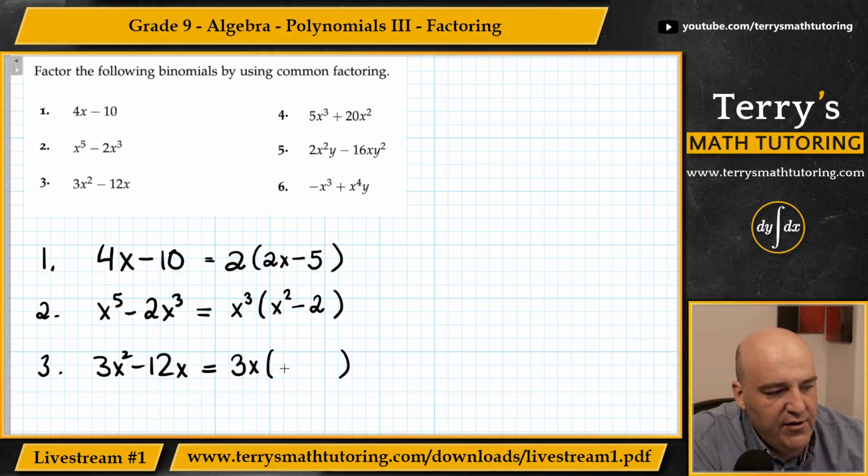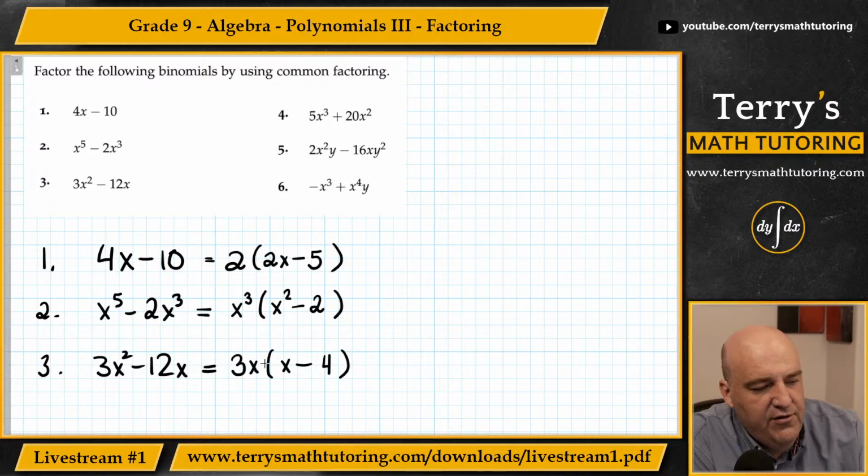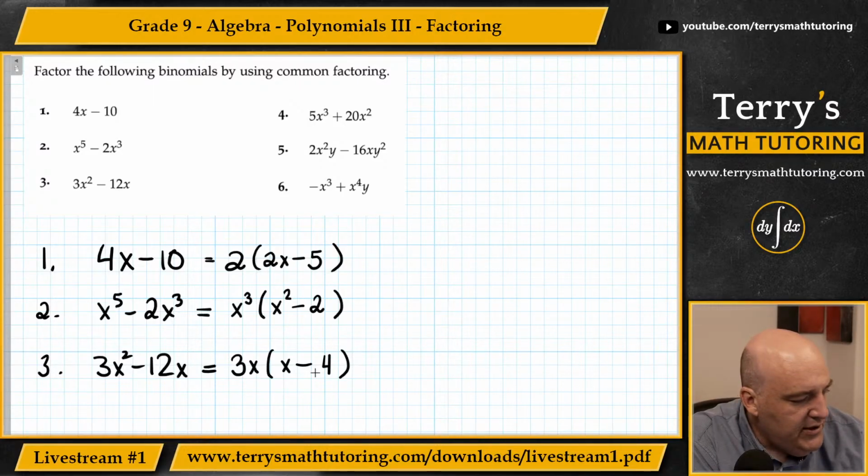And then what goes here? Well, 3x times what is 3x squared? That's x. 3x times this is 12x. So 3x times what? Well, that's going to be a 4. So our final answer here for factoring that little guy is just 3x times x minus 4.